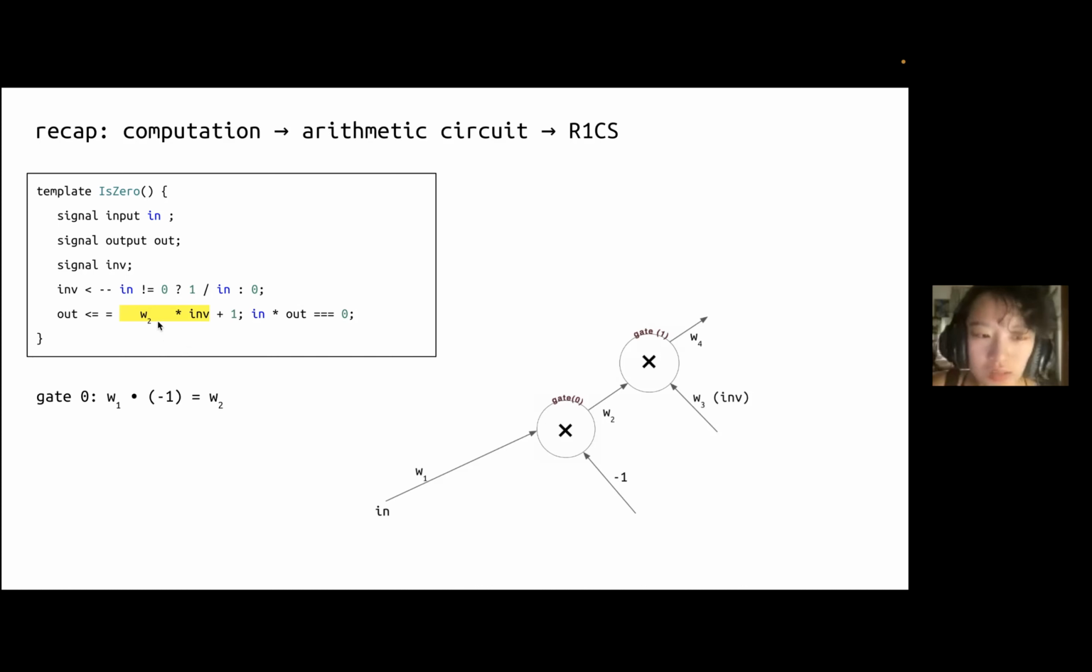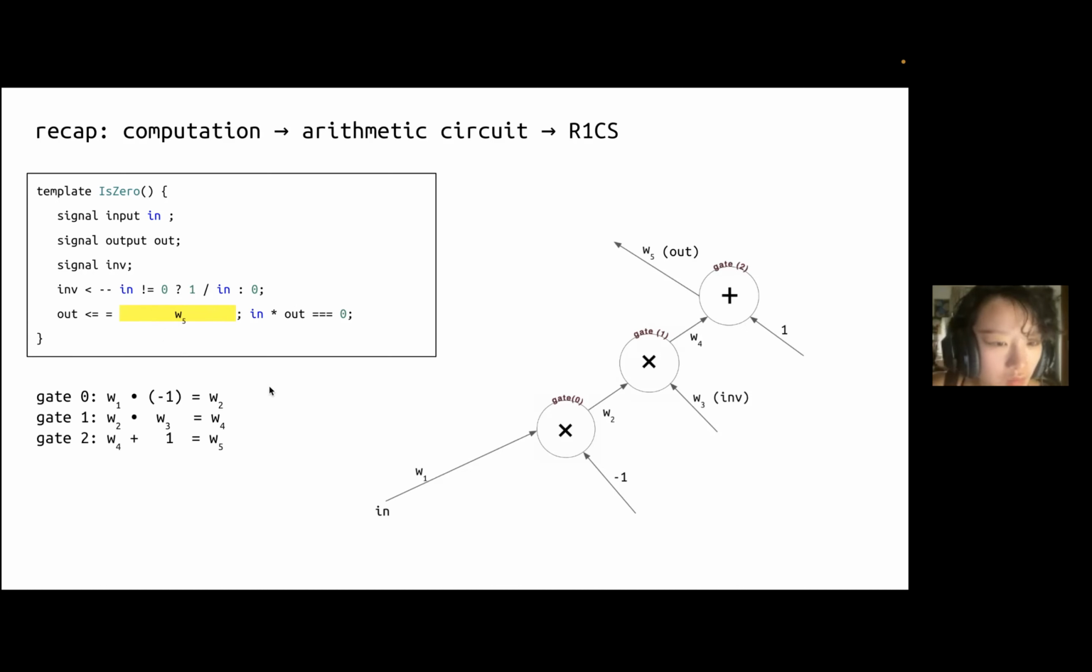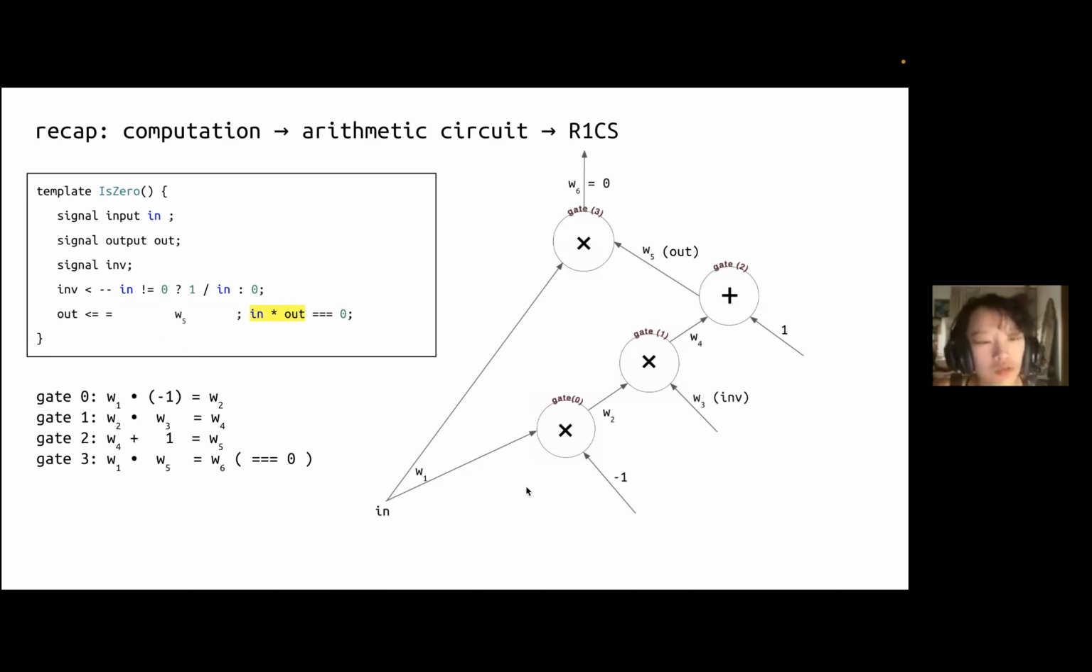And we just keep going. The next gate is another multiplication gate. And the next gate is an addition gate. And the last gate is the multiplication gate that produces our output. So this is how we get from a computation or a program to an arithmetic circuit. And from the arithmetic circuit, we can get this flattened constraint system known as the rank 1 constraint system.